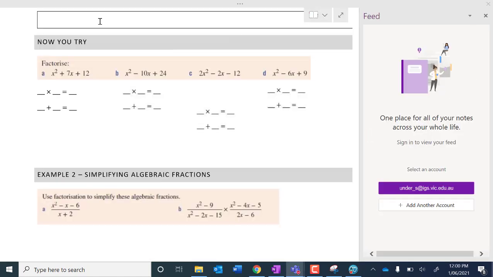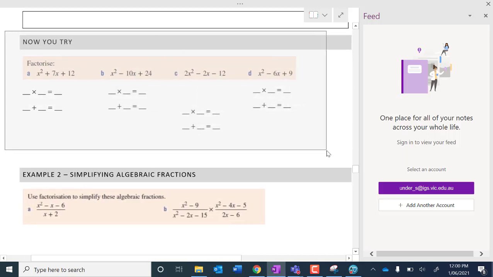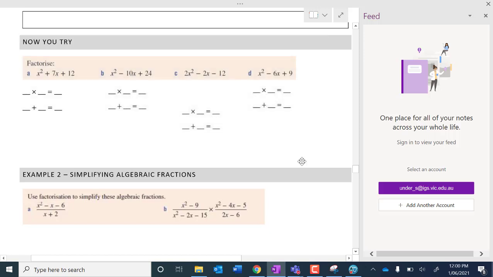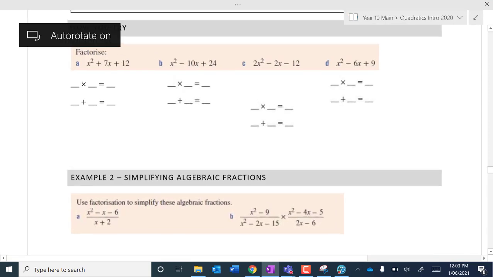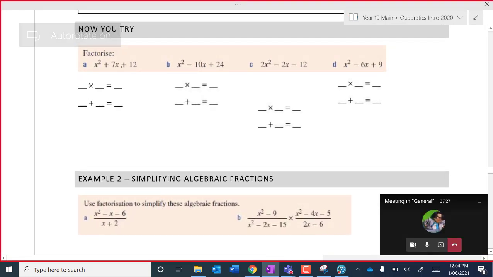So now I'd like you to have a go at these ones. If you're watching this later, pause it and try these. I really want you to try these now because I'm going to go through them in a sec. All right, Oscar, what have you got here? What were your two numbers here? We've got two numbers that multiply to give 12 and add to give 7. What did you have?